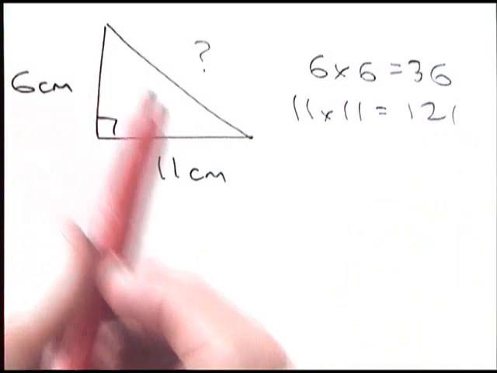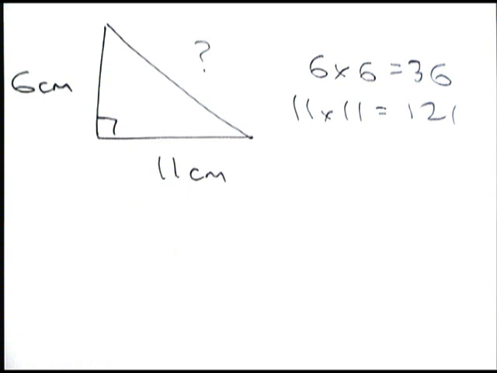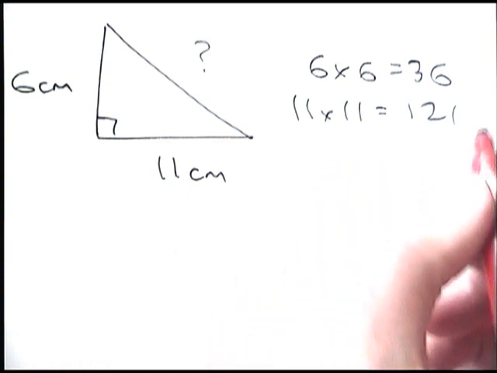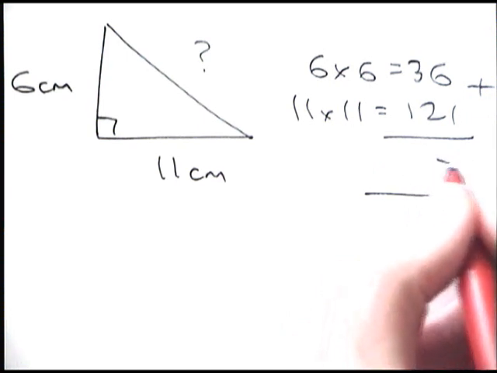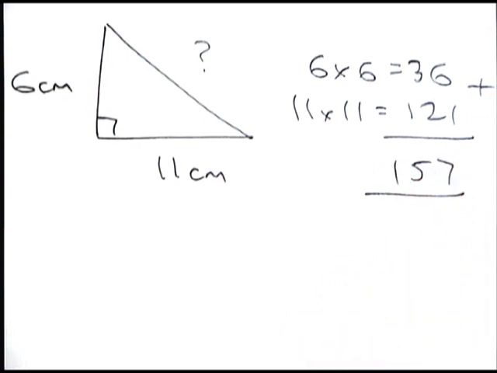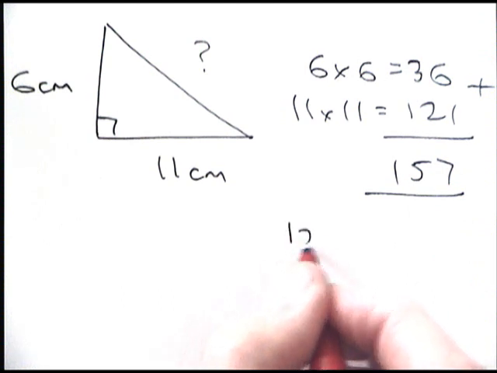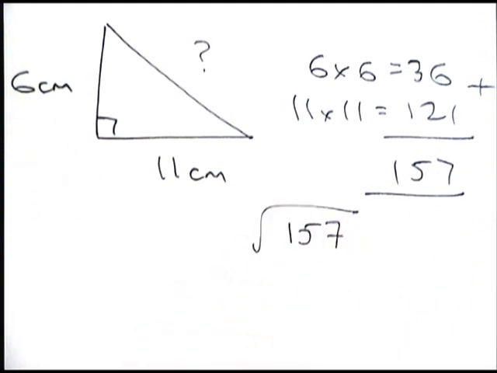If I'm finding the longest side, and that's the side that is sometimes called the hypotenuse, if you find the longest side, you always need to add those numbers together. If I add those numbers together, I get 157. Final step is square root button on your calculator. So I need to do the square root of 157.